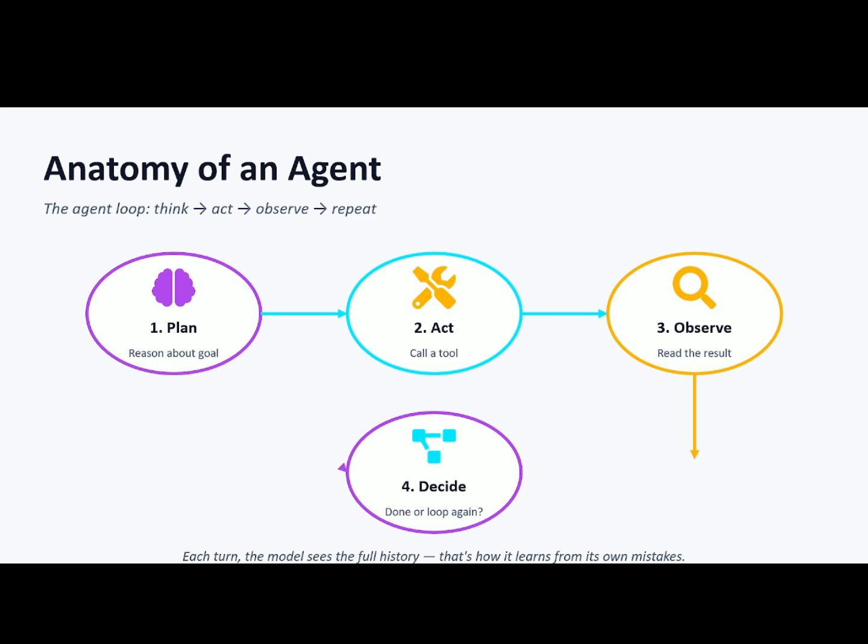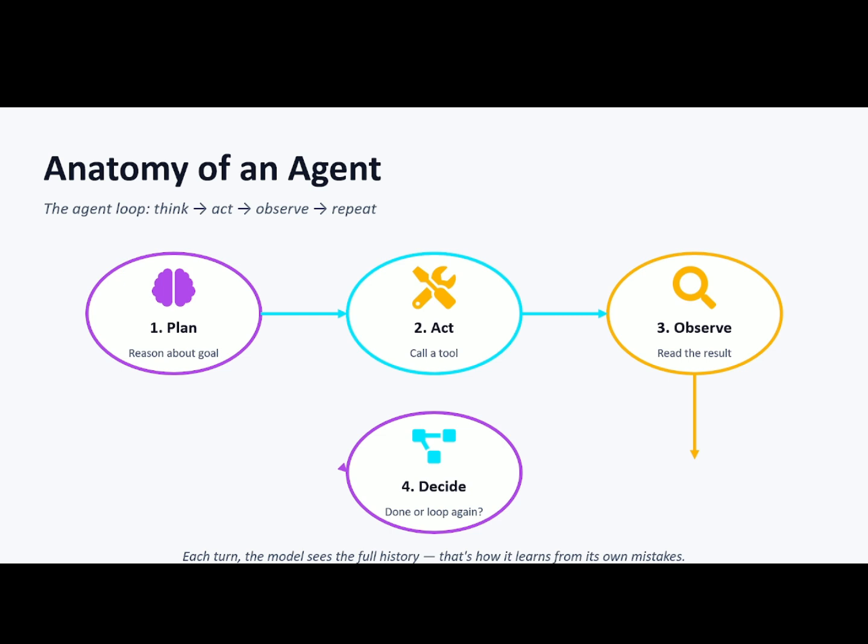Let's look at the anatomy of an agent. Every agent, Claude Code included, runs the same loop. Step 1, plan. The model reasons about the goal and picks the next action. Step 2, act. It calls a tool: reading a file, running commands, searching the web. And then step 3, observe. The result of the tool call comes back into the conversation. And step 4, decide: is the task done or are we going to loop again? The dashed line back to plan is where the magic happens.